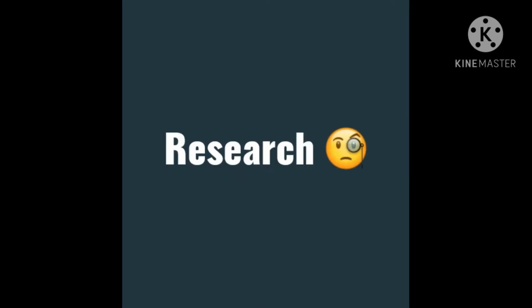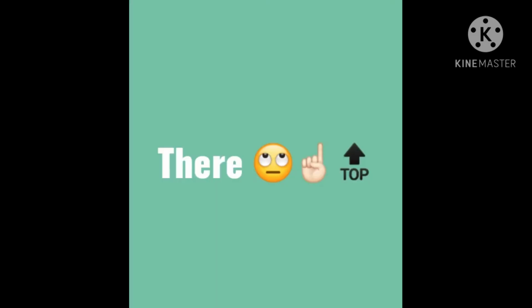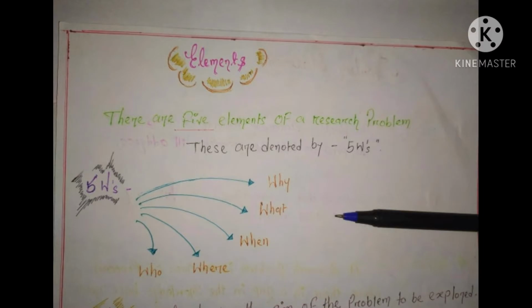Yes, we are going to study research today, and the topics are elements and criteria for selecting a good research problem. In my previous video, you all studied about research problem, basically the meaning, definition, example of research problem, and the elements of research problem. You will find the link here somewhere and I will share it in the description box too. Okay. So today I will tell you how the 5 elements help in forming a good research problem.